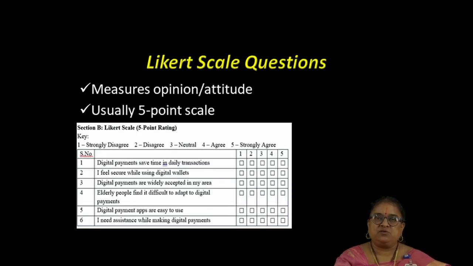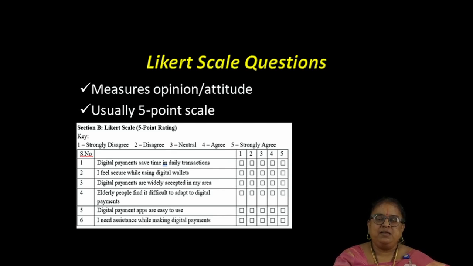Then Likert scale question. This is very important in research work. Likert gives 3-point scaling, 5-point scaling, 7-point scaling. Normally in project work we use the Likert 5-point scaling technique. In this we have strongly disagree, disagree, neutral, agree, strongly agree. Some statements are given to the respondents, and they say how they feel about them, whether they accept or not.